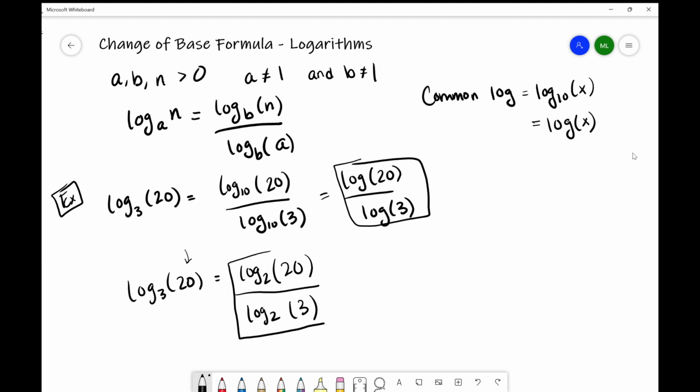If the question asks you, per se, to change it to a base of 2, then you would have this. Of course, you could go even further because now you have, well, actually you can't go even further because you're not subtracting. You can't use the quotient rule here. It's not inside. So you would actually stop here.